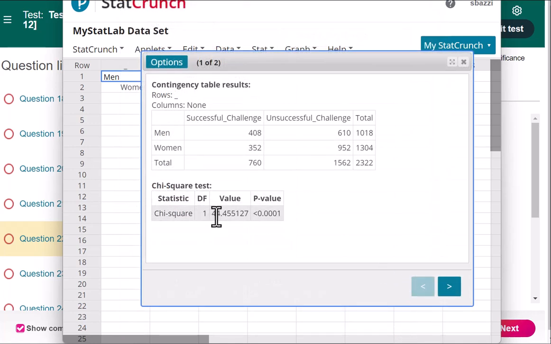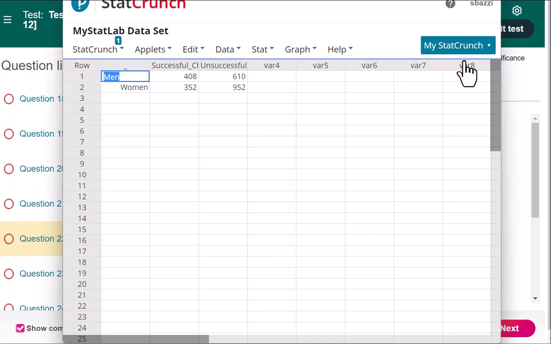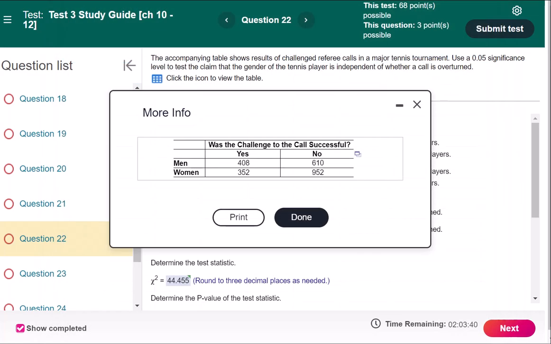It didn't have a title, so I'm going to select this one right here and hit compute. And look, this is the test statistic. The test statistic is 44, and look at the p-value, it is very small, so you reject the null hypothesis. And when you reject the null hypothesis, you support the claim that the variables are dependent of each other. This is how you do it using StatCrunch. I'm going to show you how to do this using the calculator.